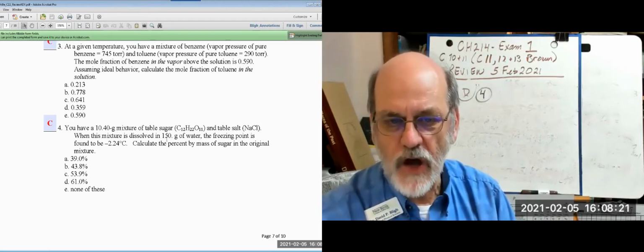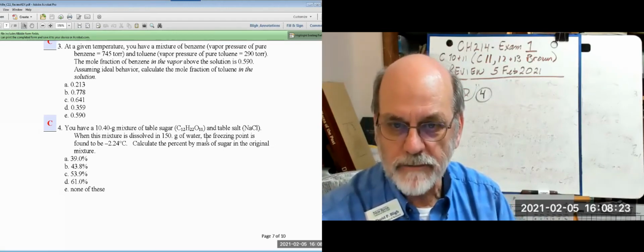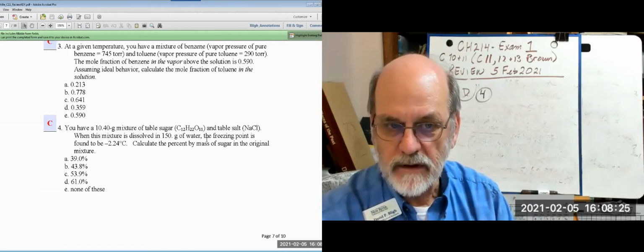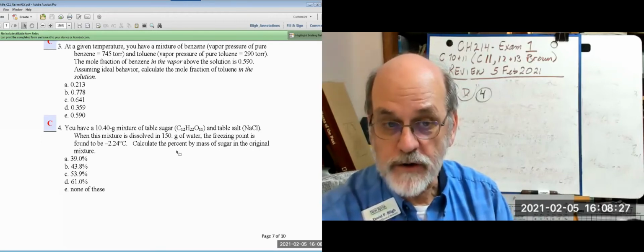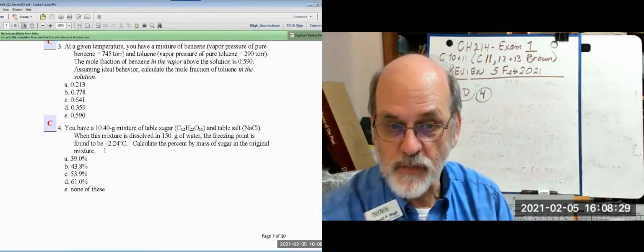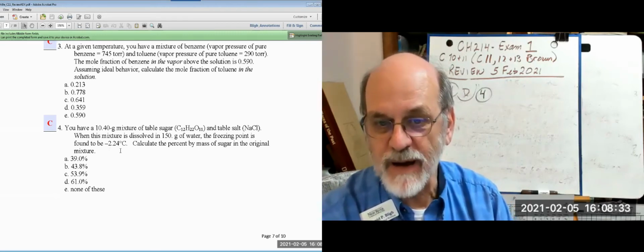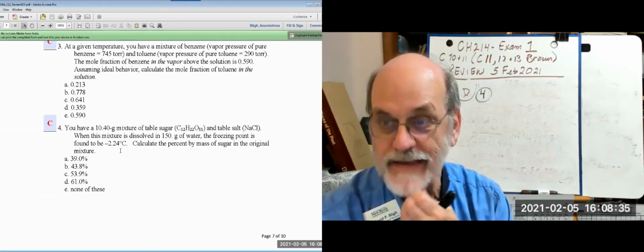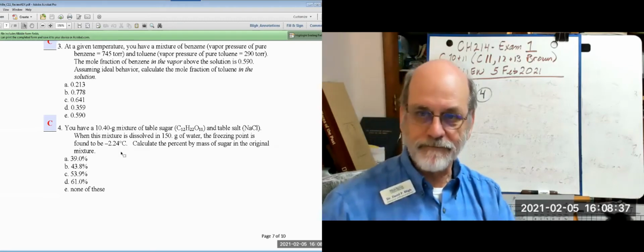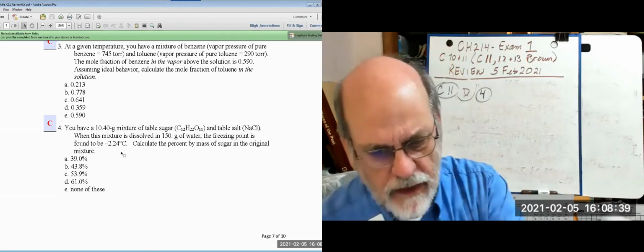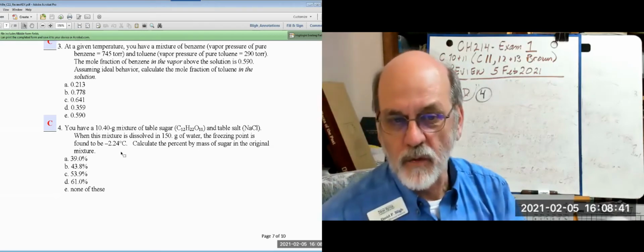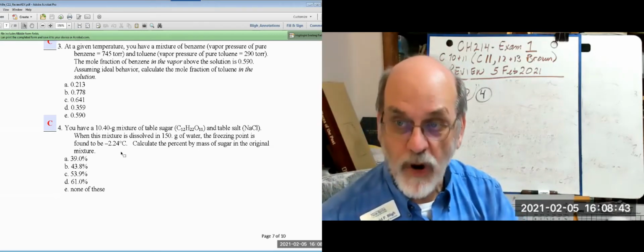When the mixture is dissolved in 150 grams of water, the freezing point of the water is found to be minus 2.24 degrees C. What's the percentage by mass of sugar in the original mixture? All right. So in order to answer this one, we have to use freezing point depression.